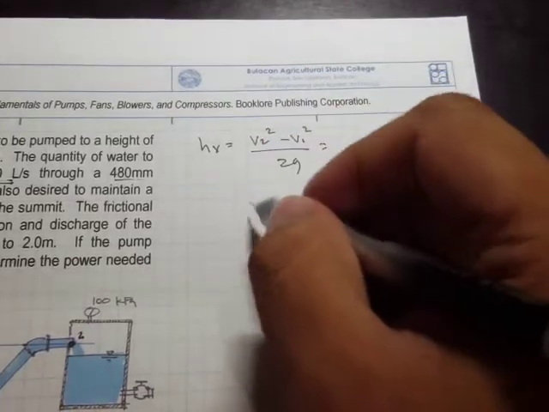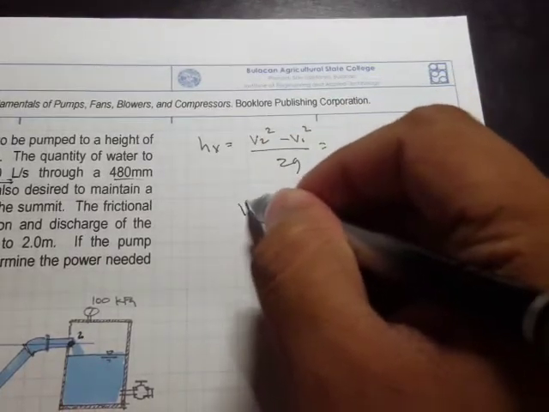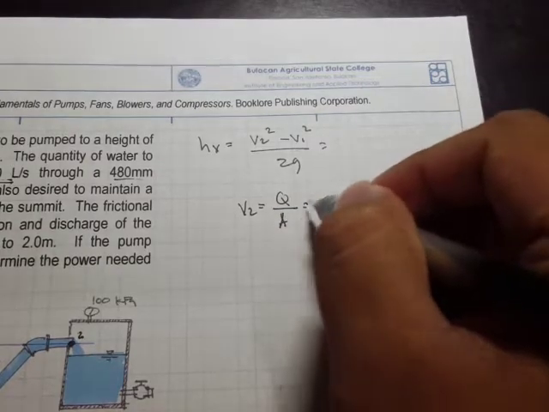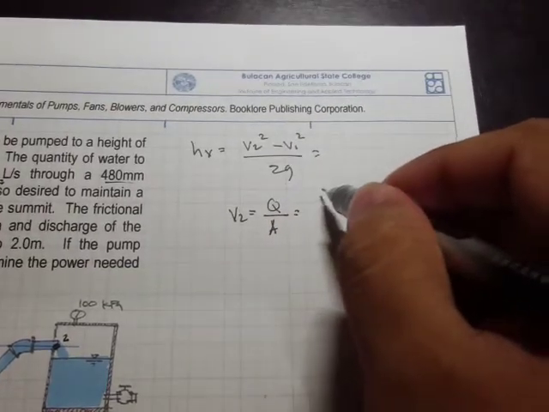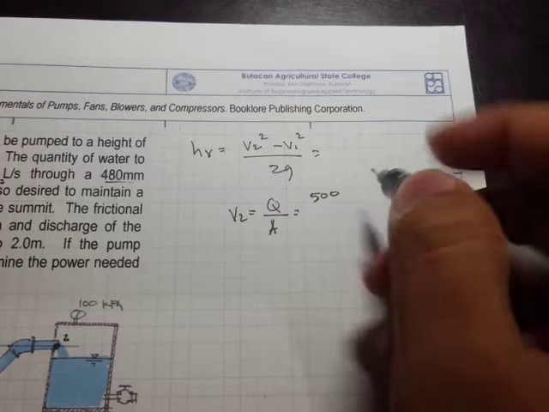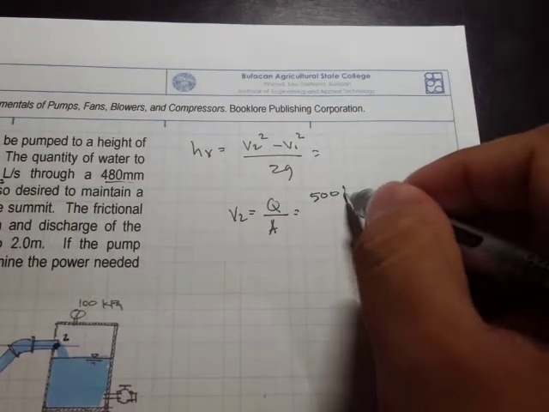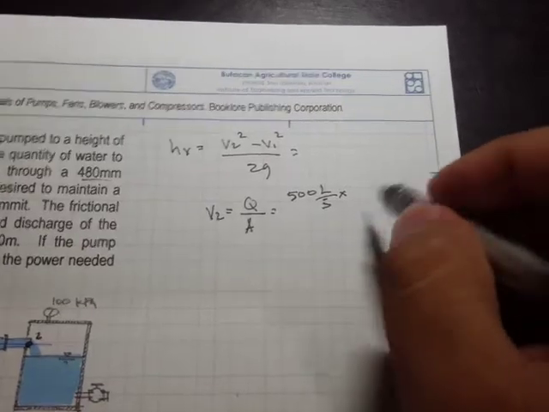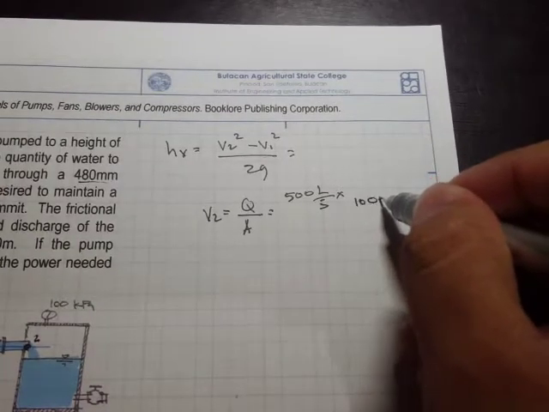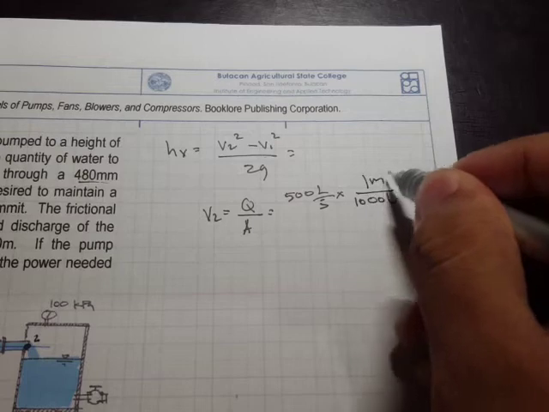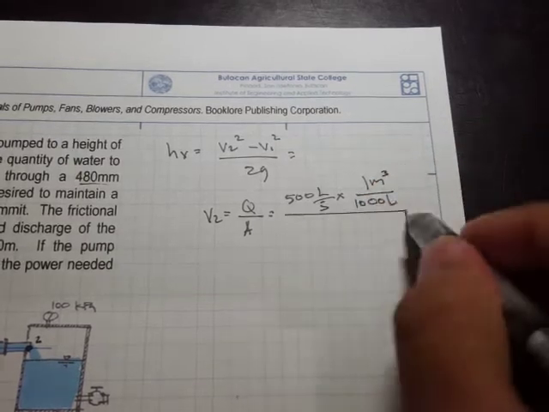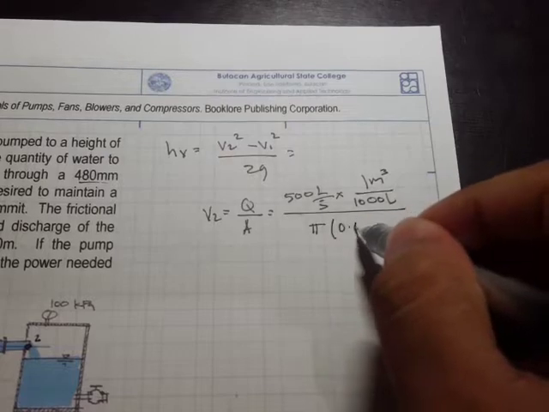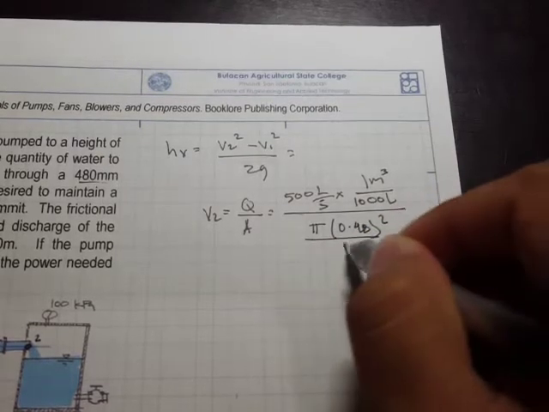So solve first for v sub 2. We know that v sub 2 is just equal to Q over A, and our Q is 500 liters per second. Convert this to cubic meters: 1000 liters per 1 cubic meter, divided by pi d squared over 4, so 0.48 squared over 4.